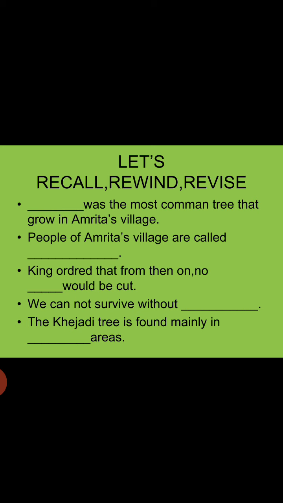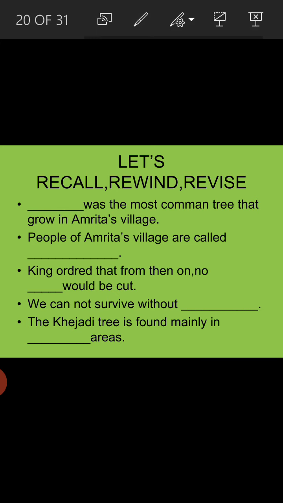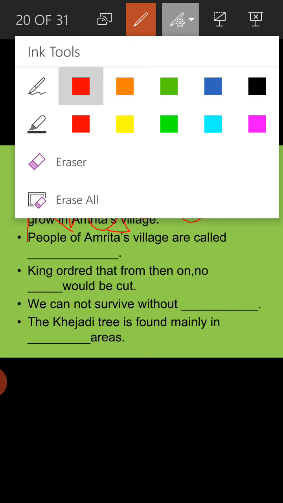Khejadi was the most common tree that grew in Amrita's village. Tell me, what was the most important tree? Yes, you are absolutely right. It is Khejadi. And in which village? Khejadli. If it is the name of the tree, it would be Khejadi. And if it is the name of a village, it would be Khejadli. Right? You have to simply put the L there.